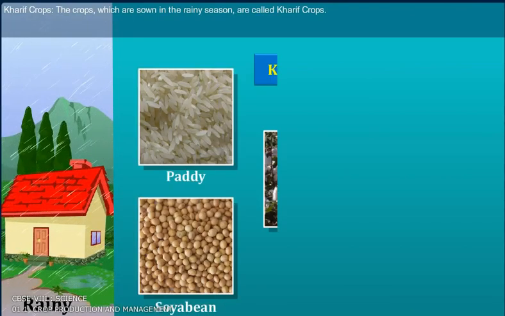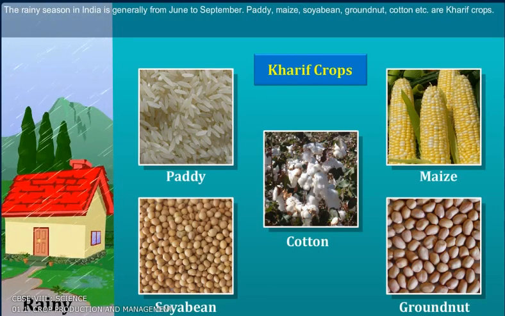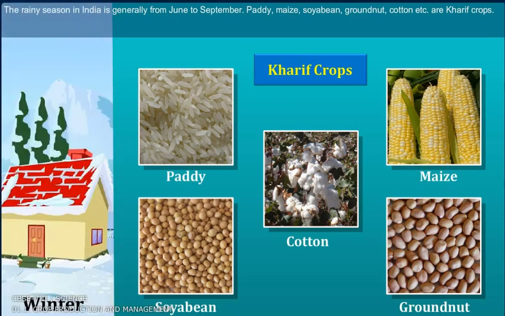Kharif crops. The crops which are sown in the rainy season are called Kharif crops. The rainy season in India is generally from June to September. Paddy, maize, soybean, groundnuts, cotton, etc. are Kharif crops.